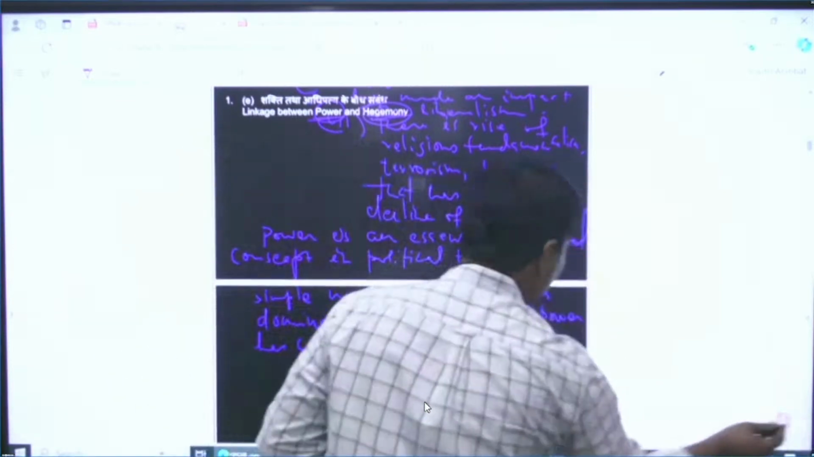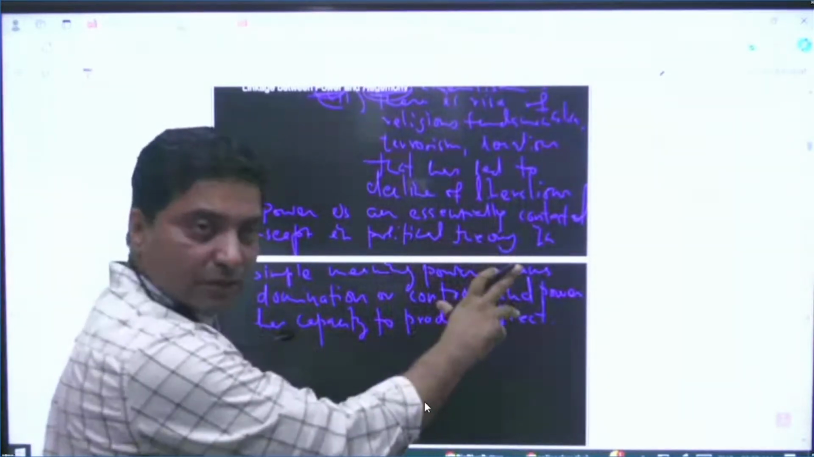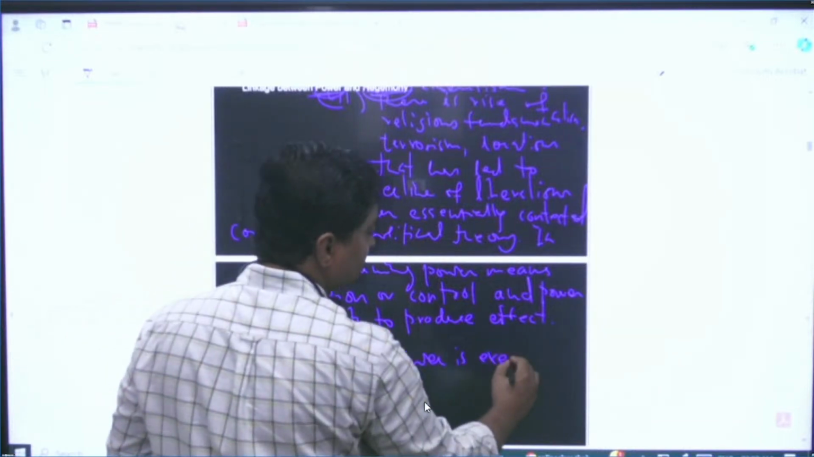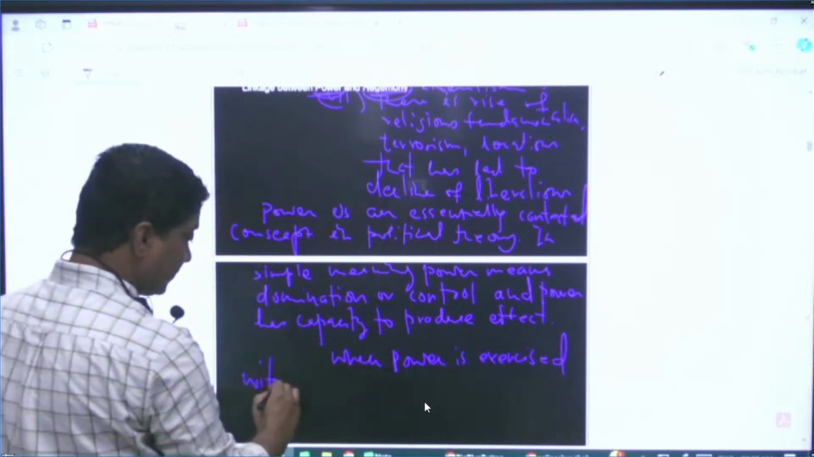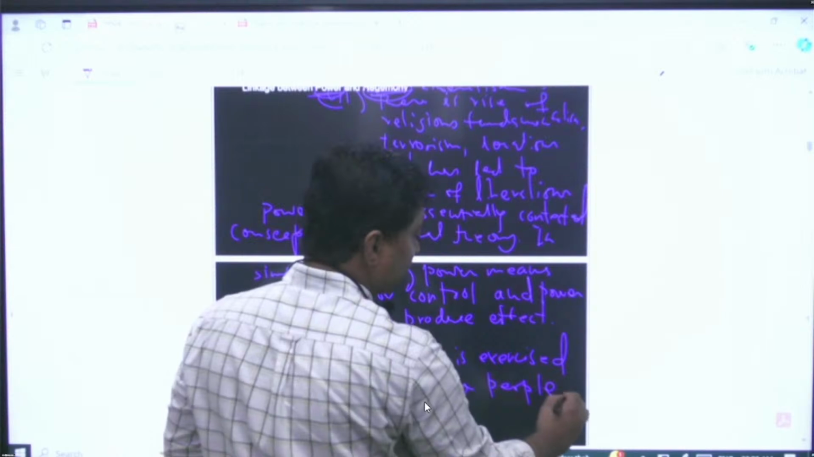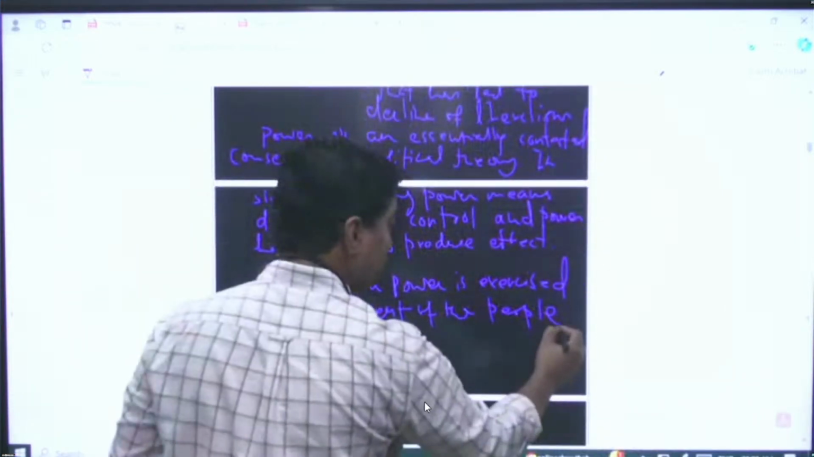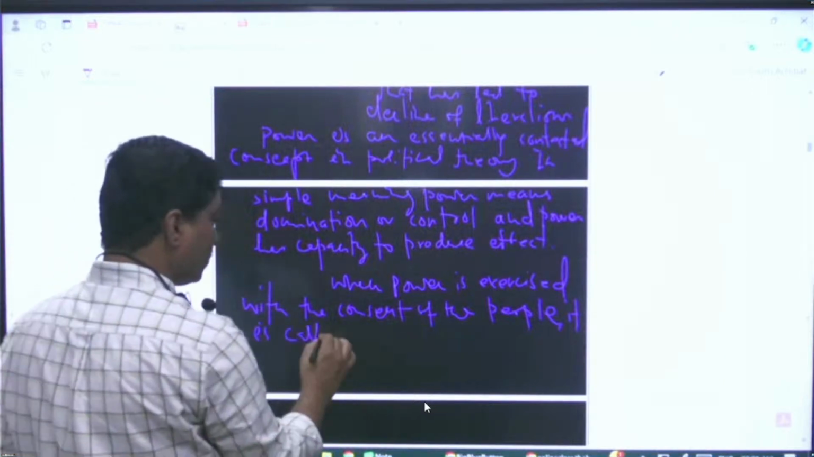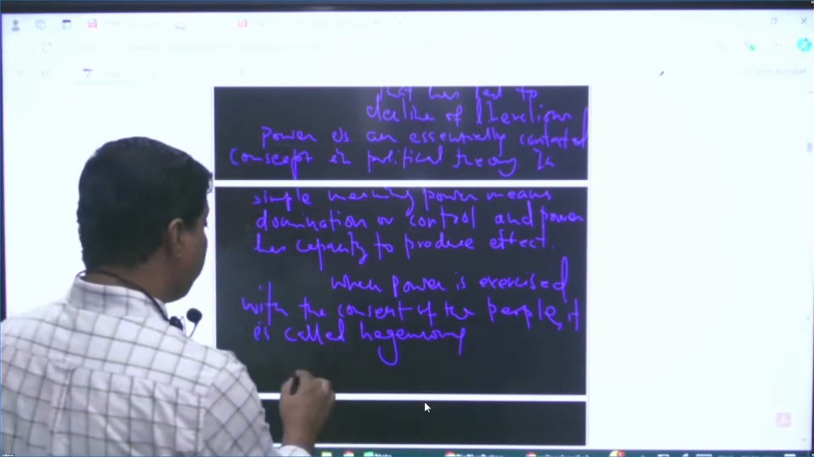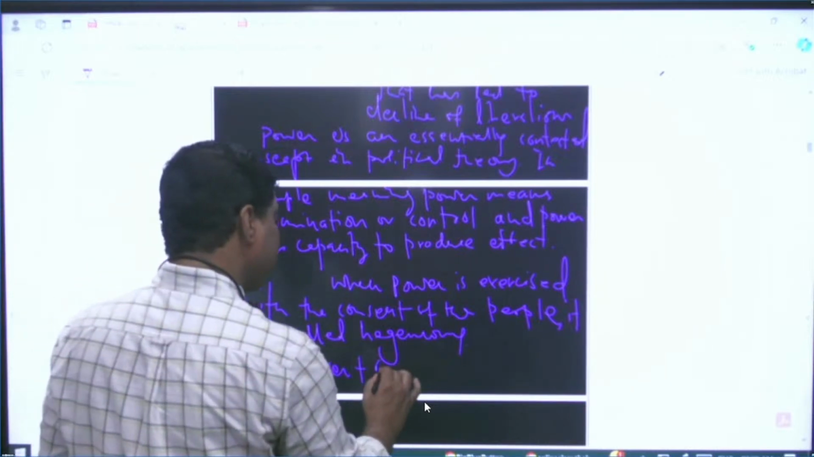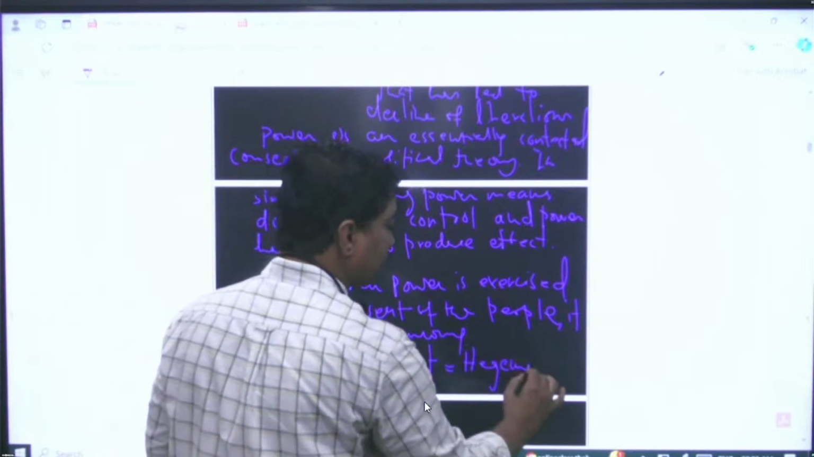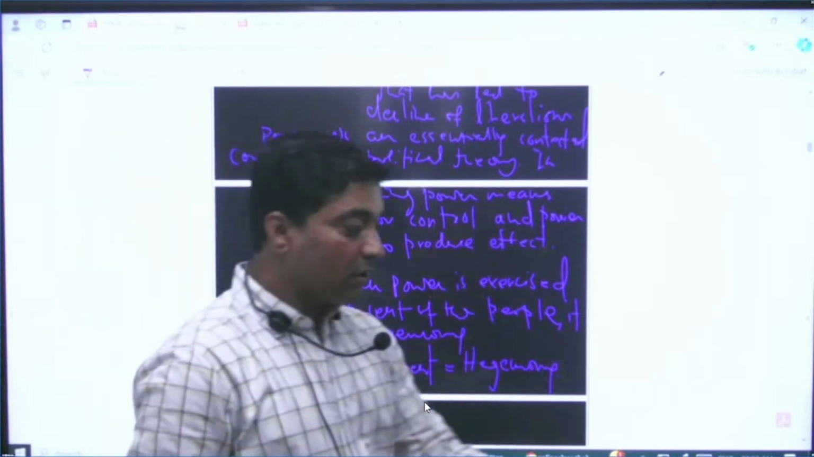Now link power with hegemony. When power is exercised with the consent of the people, it is called hegemony. What does it mean? Power plus consent is equal to hegemony.